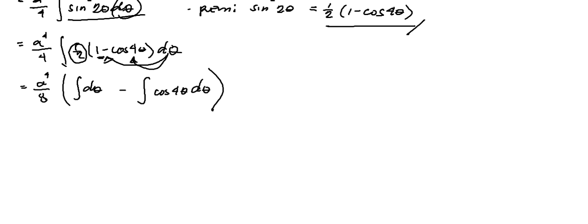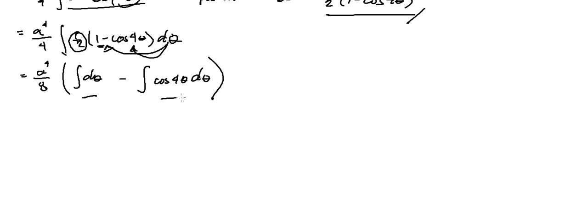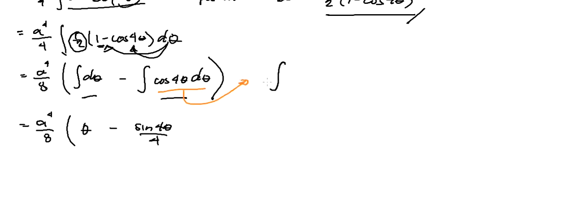Okay, so from here we can now easily integrate these two integrands. So we have a to the 4 over 8 multiply by the integral of d theta is just theta minus integral of cosine 4 theta d theta is sine 4 theta all over 4, right? If you still cannot do it mentally, then you can have a separate solution for this. So you have cosine 4 theta d theta.